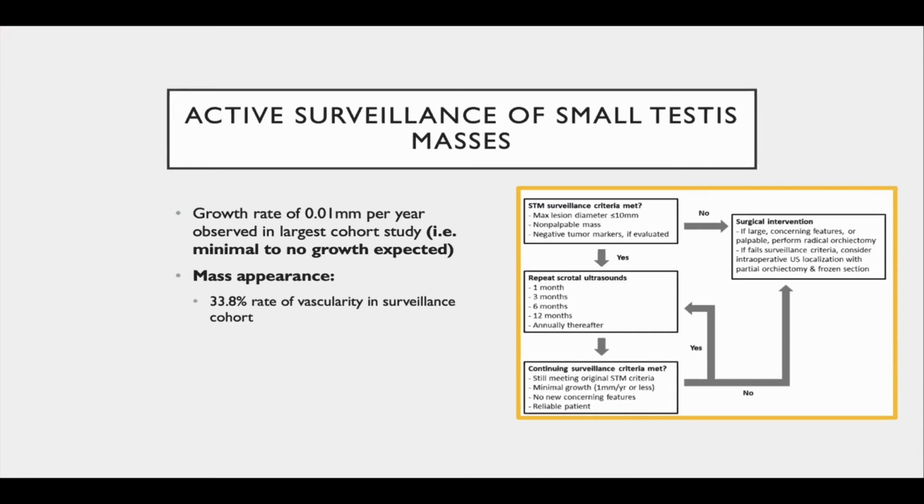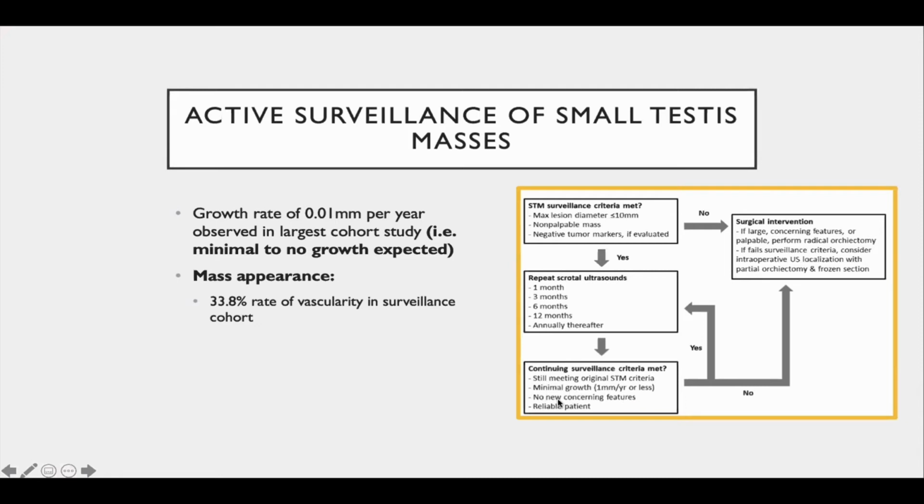And then what are we watching for? Well, we're watching to make sure that they still meet these criteria. So if any of these things change, then we can defer immediately up to surgical intervention. The growth rate that the largest cohort out of Toronto showed was a millimeter per year as their cutoff. So as long as you didn't grow more than that, you were okay.